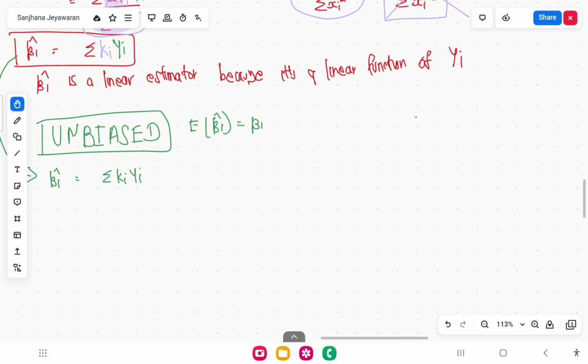So sigma ki yi, that is okay. Now instead of yi, I can write down over here the population regression function. So the population regression function goes as beta naught plus beta 1 xi plus ui. This is not a sample regression function because it has the error term, right? This is a population regression. Okay. So I can write it like this.